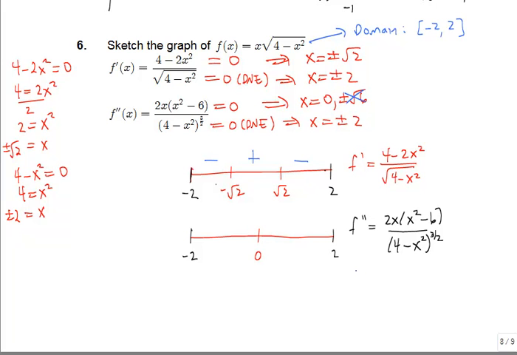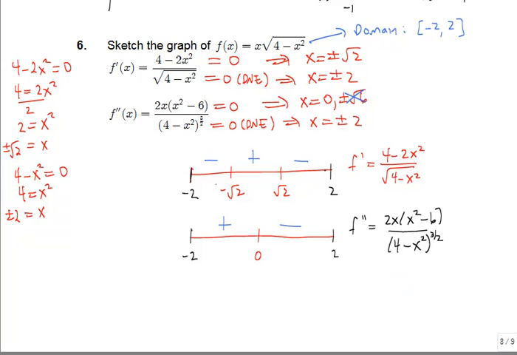If I test, say, negative 1, 2 times negative 1 is negative. Negative 1 squared is positive 1. 1 minus 6 will be negative, and the bottom is plus. So the whole thing altogether will be plus. If I try a positive 1, then 2 times positive 1 is plus, but this factor will still be negative. So this will stay negative.